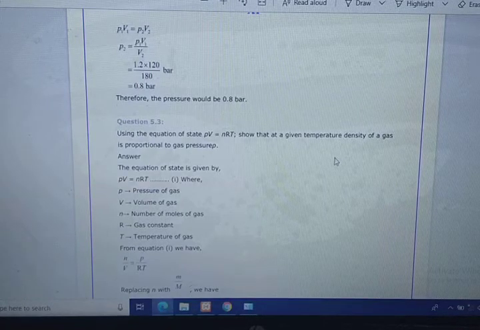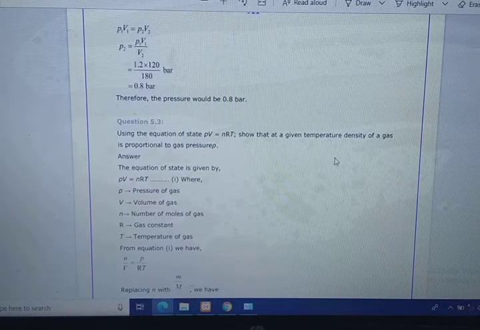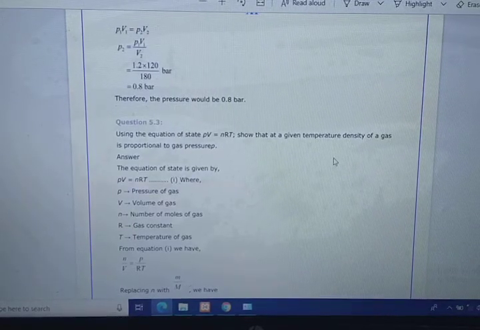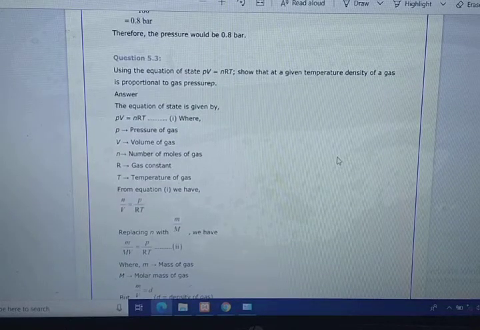Question number 3. Using the equation of state PV = nRT, show that at a given temperature the density of a gas is proportional to gas pressure. You know very well, PV = nRT is the ideal gas equation. What is P, what is V, what is n, what is R, what is T? All these things we know very well. So n/V = P/RT. Now we just replace n with m/M, so m/(MV) = P/RT, where small m is the mass of the gas and capital M is the molar mass of the gas.